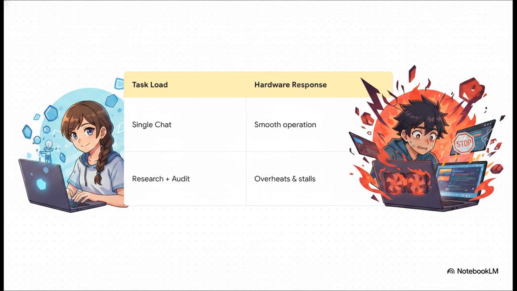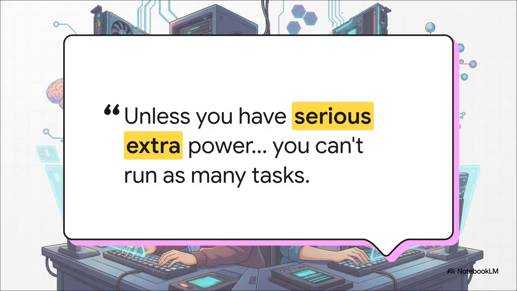When you're running a single text chat, the system requirements are totally manageable, and operation is smooth on a standard machine. But the moment the tester initiated deep research alongside a skill audit, the physical hardware strain became obvious. The laptop's fans fired up, it overheated, and the processing demands were so high that the main chat window literally stalled out. The AI was so bogged down it couldn't even access a simple local note. The source material testing this software makes it explicitly clear, stating, quote, "You might find that unless you have some serious extra power, you can't run as many tasks simultaneously," end quote.